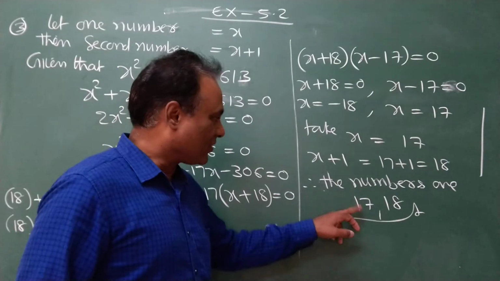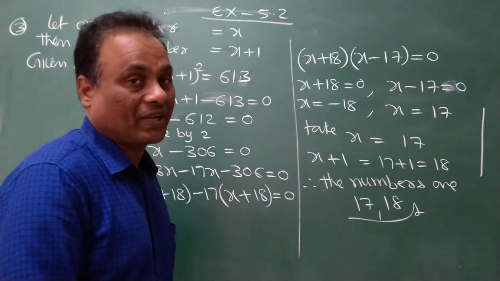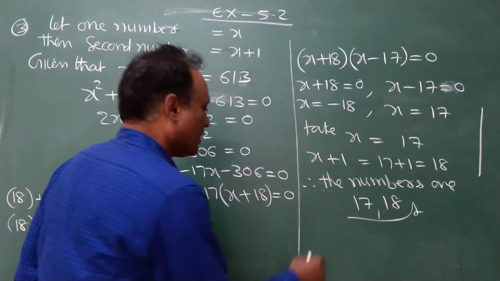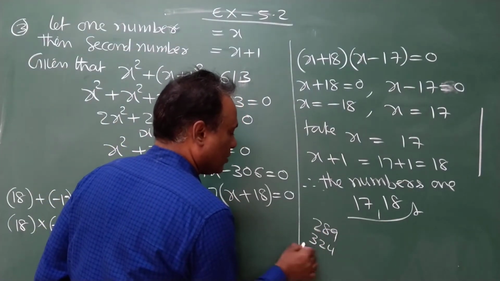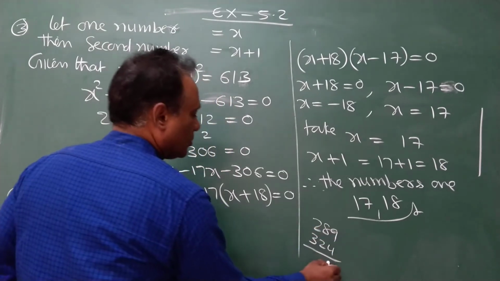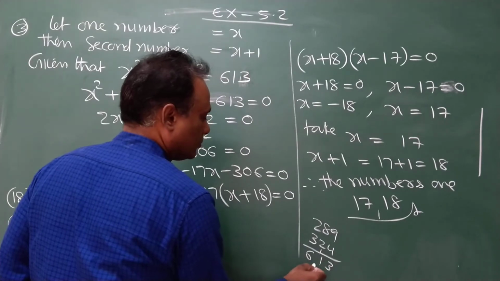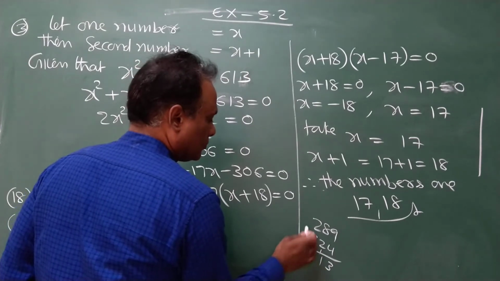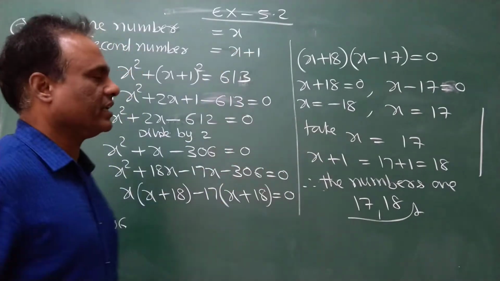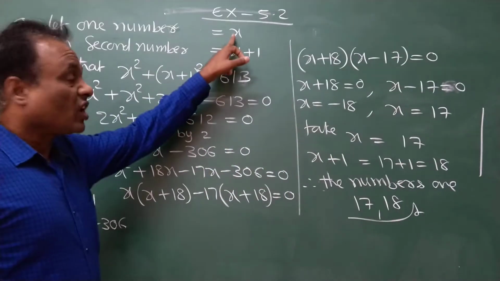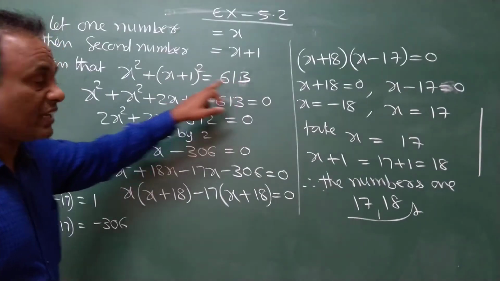Consecutive numbers. 17 square plus 18 square, you do it. 17 square is 289. 18 square is something like that. It will satisfy the given condition. Consecutive numbers x and x plus 1, sum of their squares 613 is given.